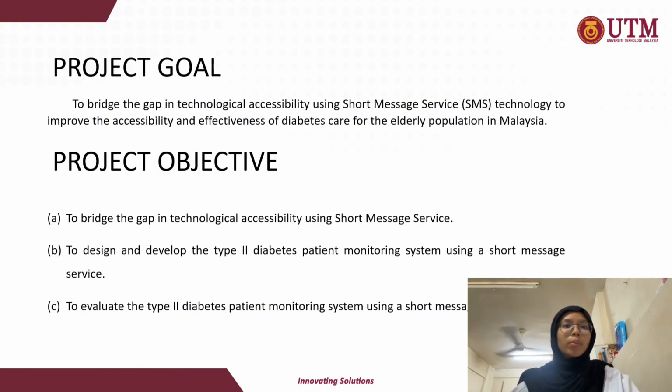Okay, next is the project goal. So my project goal is to bridge the gap in technological accessibility using short message service technology to improve the accessibility and effectiveness of diabetes care for the elderly population in Malaysia. My project objective, I have 3. First is to bridge the gap in technological accessibility using short message service. So you may be wondering, how do I bridge the gap in technological accessibility using SMS?